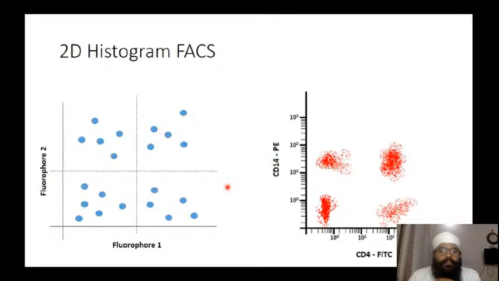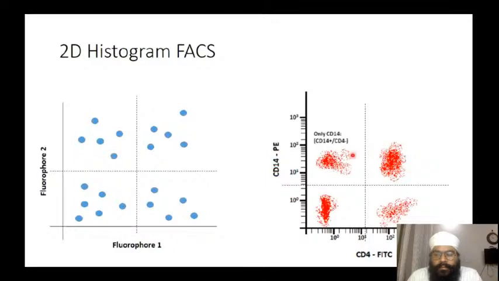Here we are studying two different proteins, CD14 and CD4. We are labeling CD14 with PE, and we are labeling CD4 with FITC. We are labeling them with different fluorophores. Then cells in this quadrant are expressing CD14, but they are not expressing CD4, so we have CD4 negative. Cells here are expressing both. They are giving high signal on both of them. So the CD14 positive, CD4 positive.